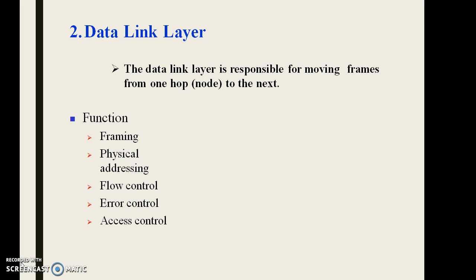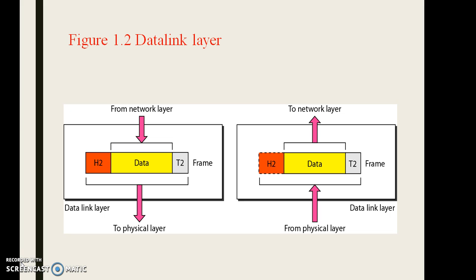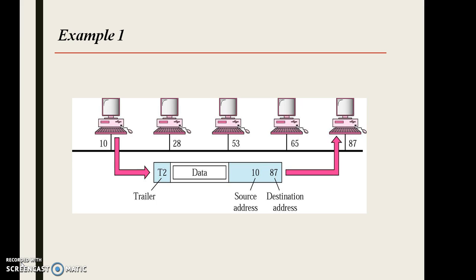Access control. When two or more devices are connected to the same link, protocols are necessary to determine which device has control over the link at any given time. Data link layer figure as shown. This is one example of the data link layer.